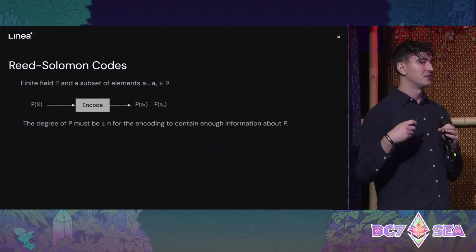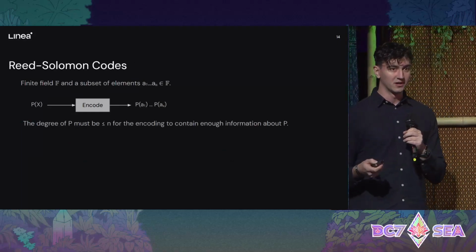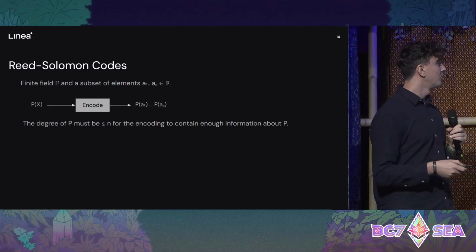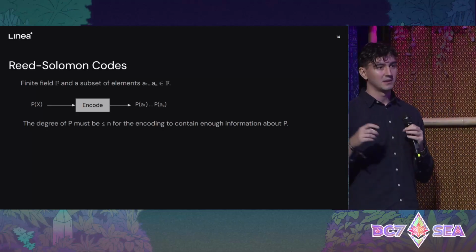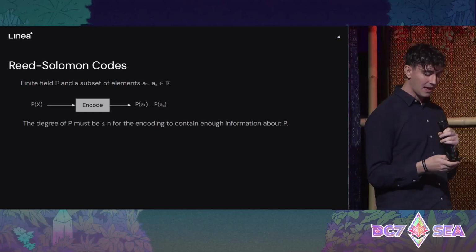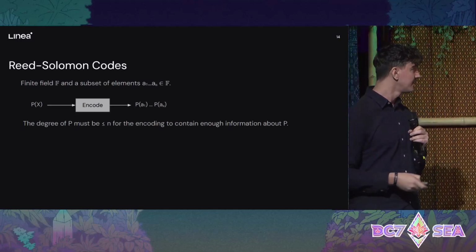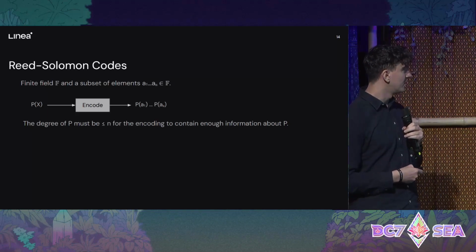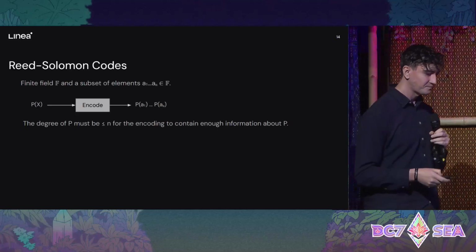And let's look into the math that we use in order to build such a thing. These are called the Reed-Solomon codes. And without getting into the nitty-gritty, we're going to use a finite field, F. If you don't know what a finite field is, just imagine integers modulo some prime p. And we are going to take some subset of n elements, a1 to an, from this finite field. Then encoding a polynomial will just be evaluating the polynomial at these n points.